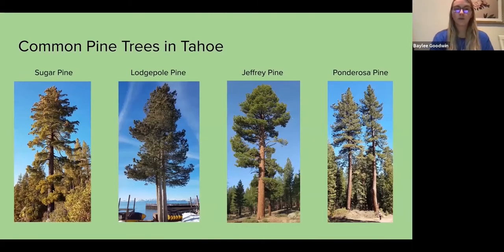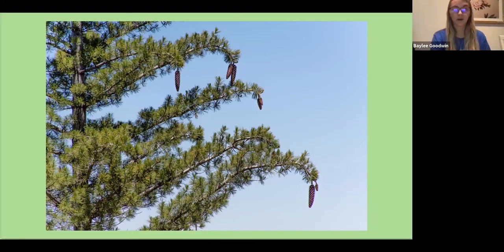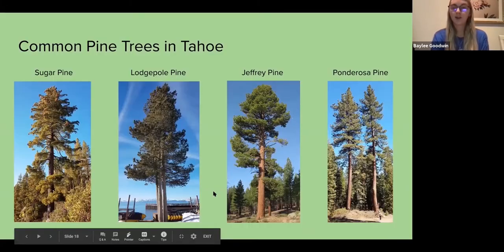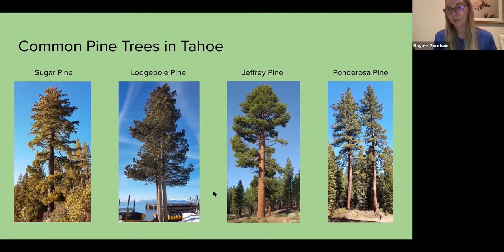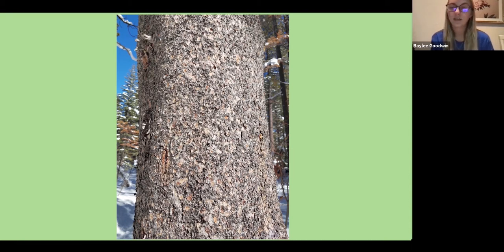So we have 4 common pine trees in the Tahoe Basin. Sugar pines are the tallest of the pine trees commonly found in Lake Tahoe, and they have the largest pine cones as well. Their pine cones can grow up to 20 centimeters long, which is significantly longer than any of the other pine cones in Tahoe. Lodgepole pine trees are identified by their bark that kind of resembles cornflakes.